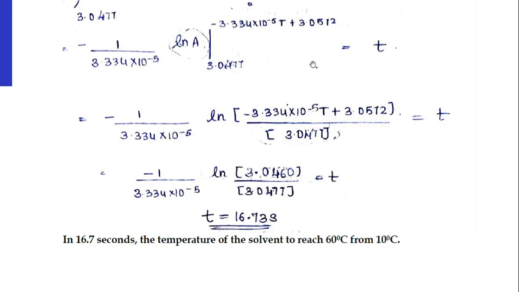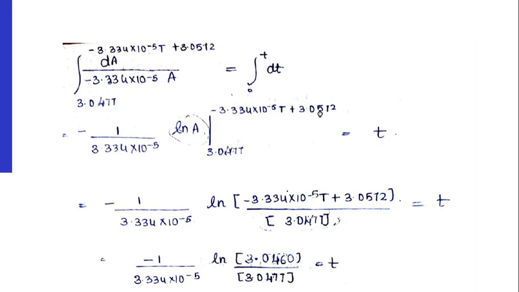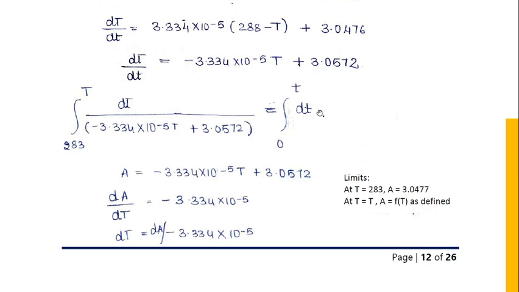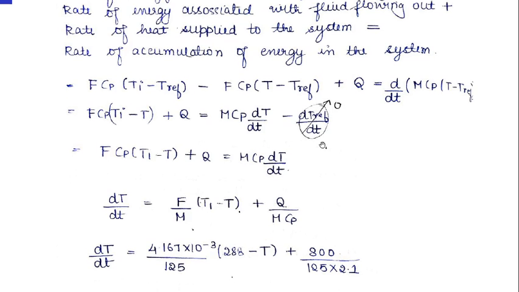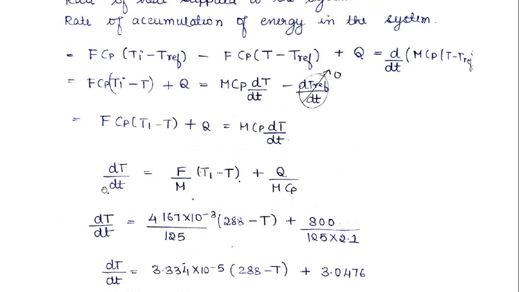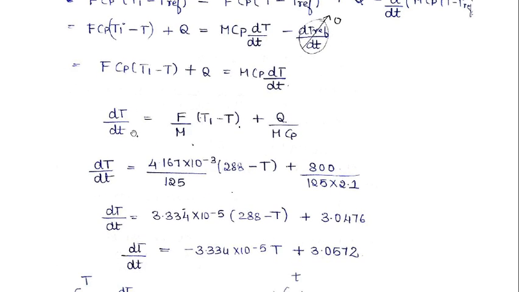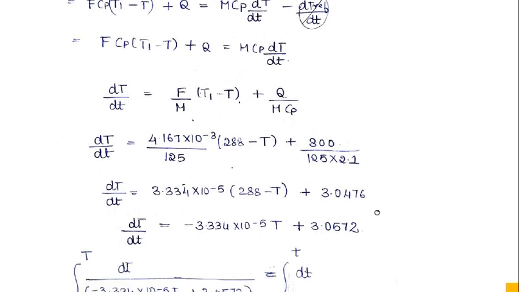If at all you need a steady state solution, what you are supposed to do? You are supposed to make that derivative 0, dT/dt is 0. If at all you want to do the steady state analysis, make this dT/dt term 0, right, under steady state, and simplify this. So you have only the T variable here. Solve this, and that will be the steady state temperature.